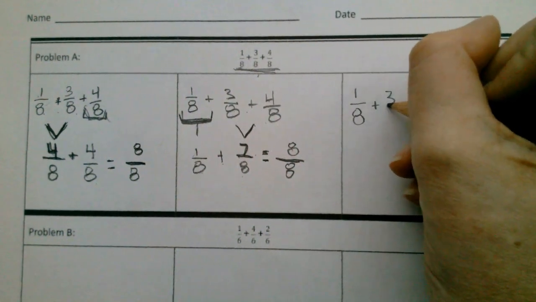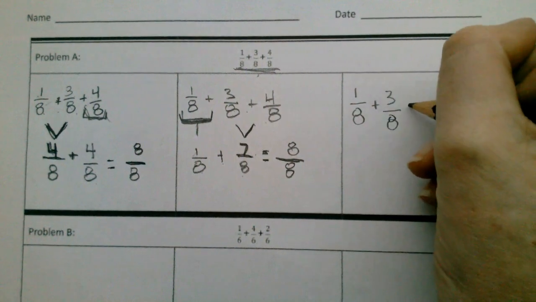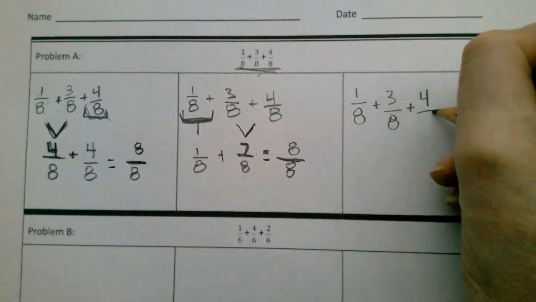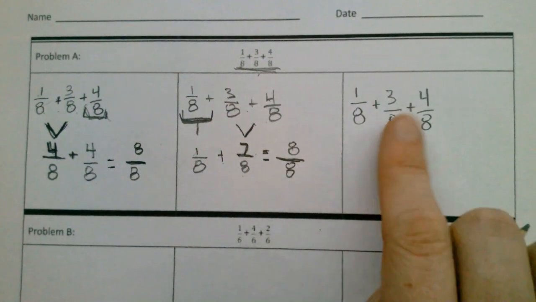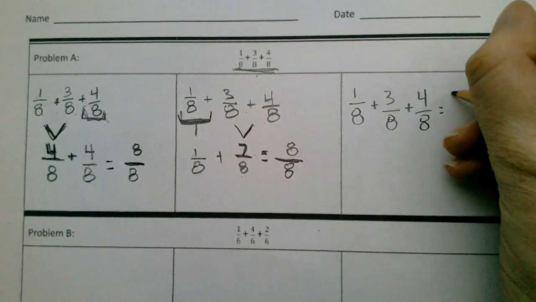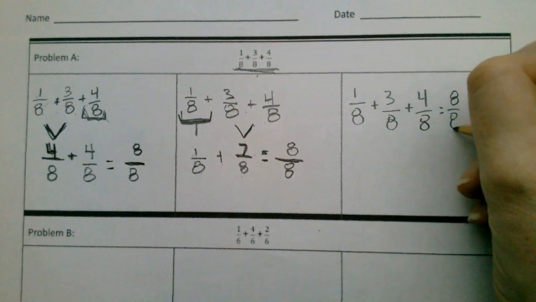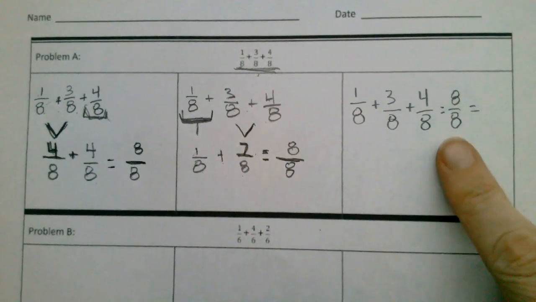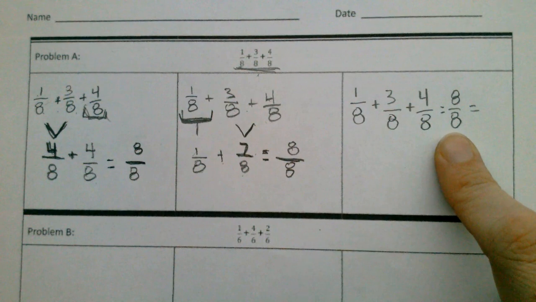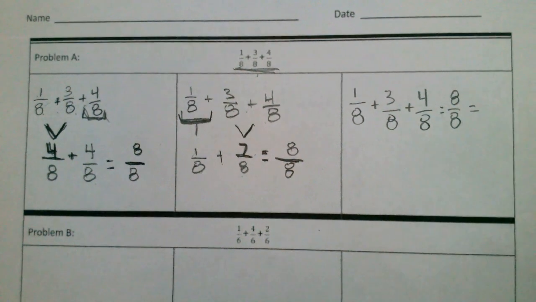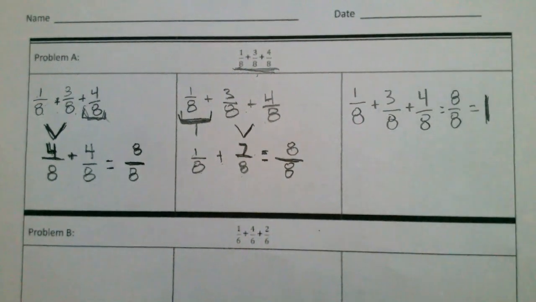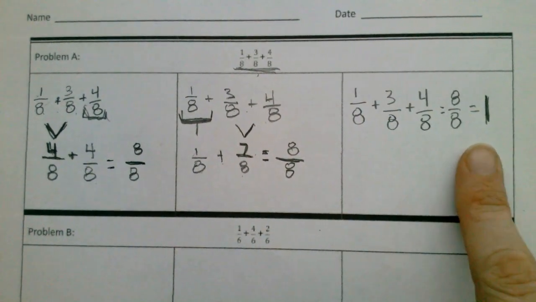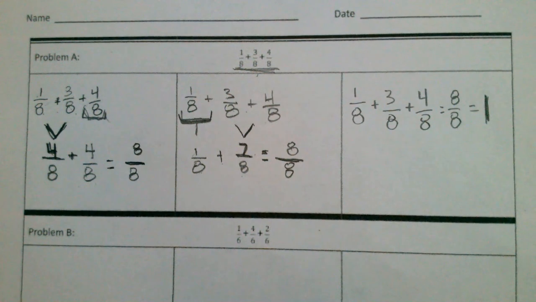we are going to rewrite the problem again. And we solved it twice. So we know that this problem is going to equal 8/8. But we can also simplify this now. So 8/8 would also represent 1 whole. So we can show the problem straight across, and we simplified it at the end to show what 8/8 also equals.